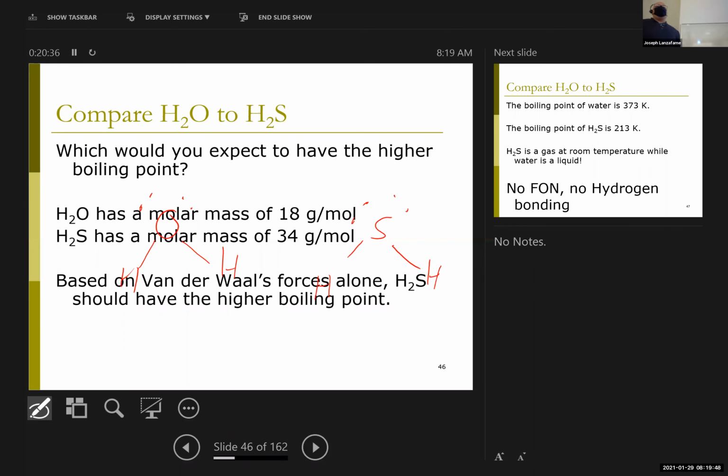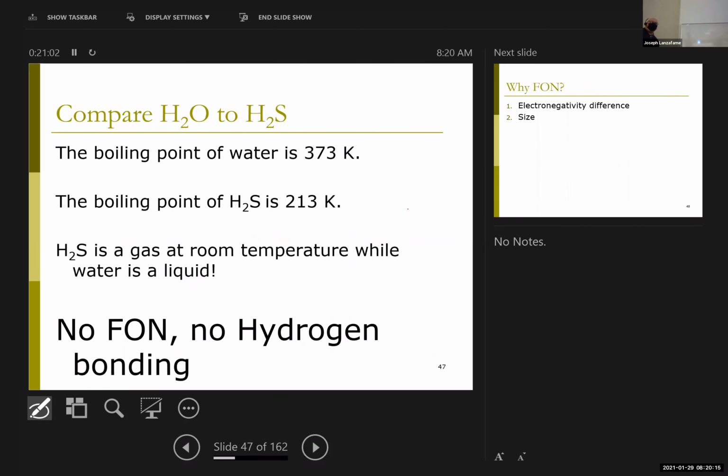And so if you look at these two molecules, H2S is twice as massive as H2O. So based on van der Waals forces, hydrogen sulfide should have stronger van der Waals forces and therefore a higher boiling point or melting point. And it's twice as big. There's a significant size difference. But if you look up the boiling point of those two compounds, water boils, as you probably know, at 100 degrees Celsius or 373 kelvins normally, whereas the boiling point of H2S is 213.